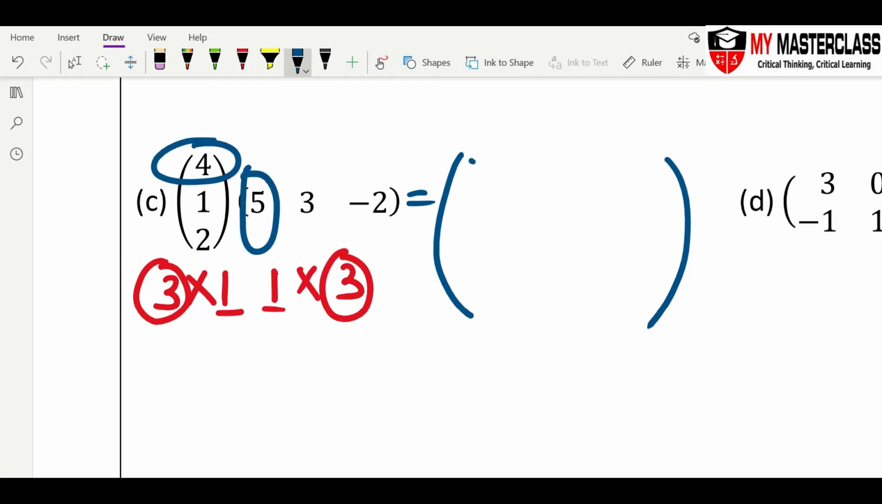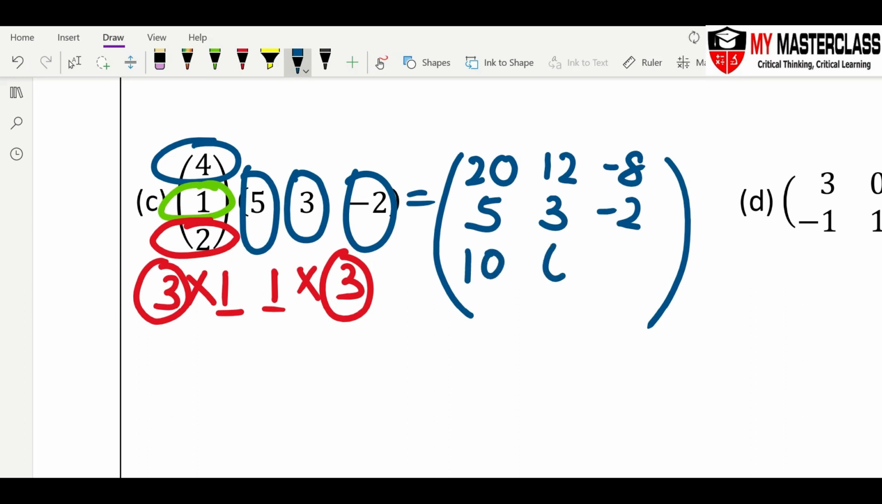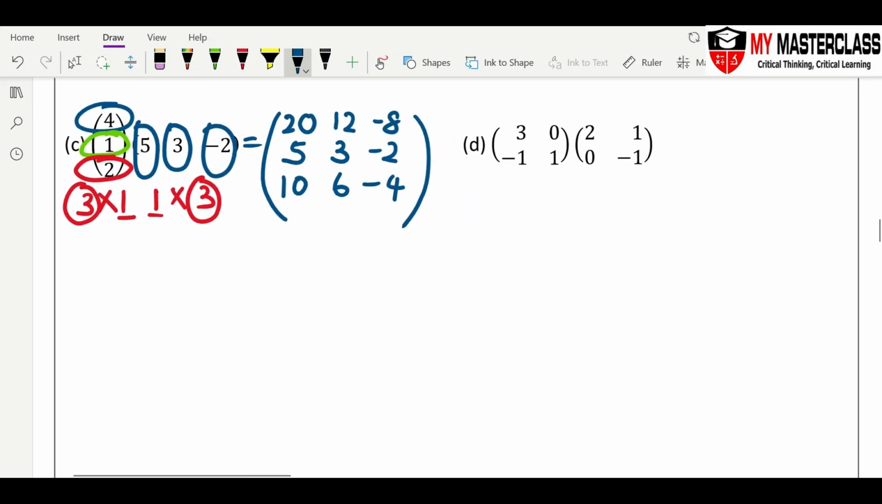4 times 5, 20. Column, 12. Column, -8. Second row, 1 times the column: 5, 3, -2. Third row, this, and that will be 10, 6, and -4. Tricky question, be careful. You must always write down what your result matrix is going to be.